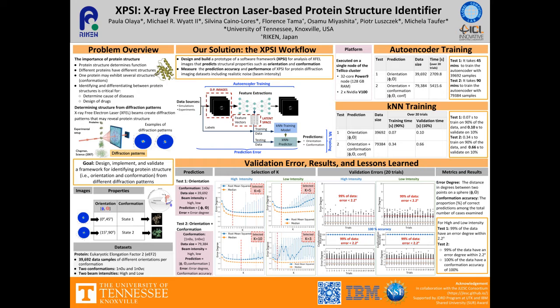Regarding the accuracy, we present the validation error. For each test, we empirically select K for both beam intensities. In test 1, we predict orientation, and we obtain that for 99% of the data, we had an error within 2.2 degrees. For test 2, we predict orientation and conformation, and we obtain the same orientation error, and we achieve 100% accuracy when predicting the conformation for both beam intensities.